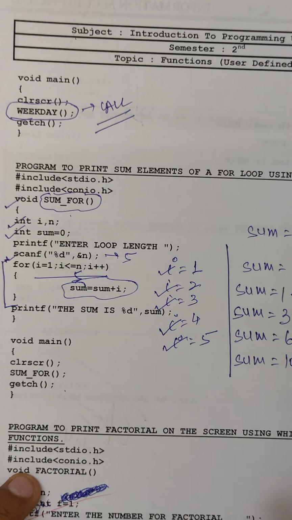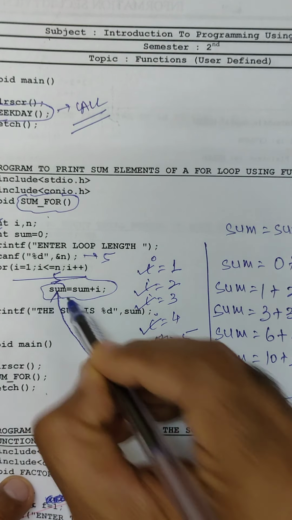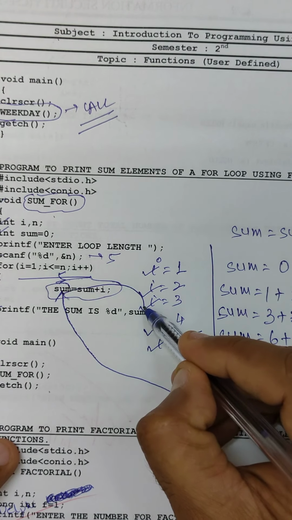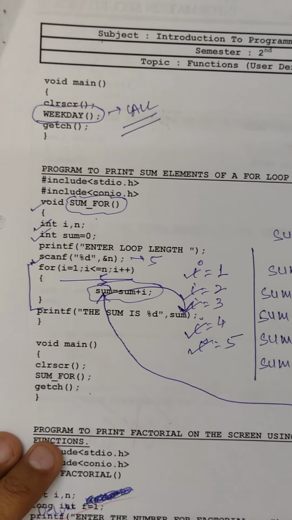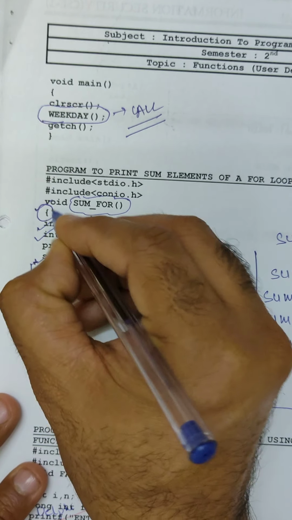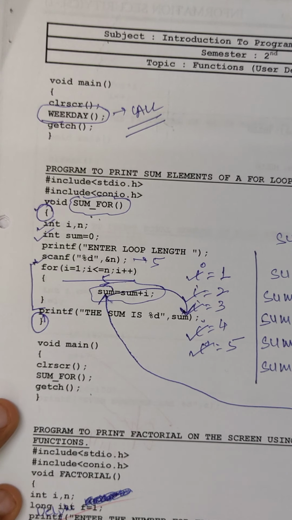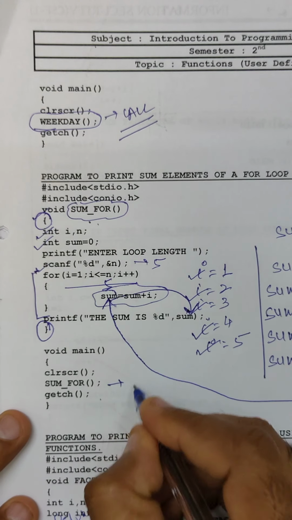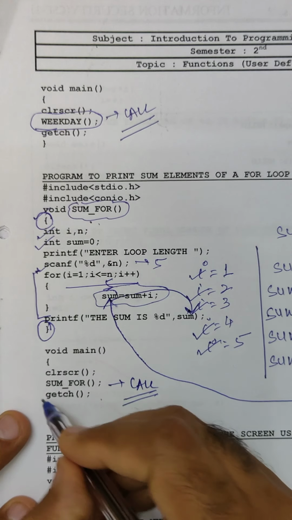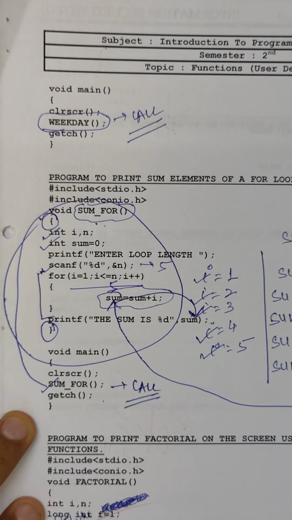So the final value of sum which you will get is 15, which will be displayed here. This is what is happening inside the function sum for. The body of the function sum for starts from here and it ends here. And in the end, you have to call the function sum for so that the execution of these statements starts.